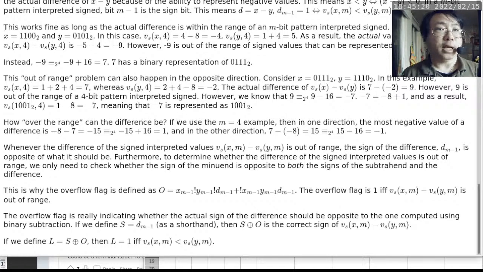So this might take a little bit of time to absorb, okay? Because the relationship between the overflow and the sign and what it's supposed to be, that is the trick. Every time you have an overflow, the sign flag is opposite to what it is supposed to be. So once you know this, you can say, if I just take the exclusive OR between the overflow and the computed sign flag, then I get what the sign flag really is supposed to be. Then you can use that, which I call the L flag over here, to decide whether x is less than y, interpreted signed, or not. I don't have to explain it because it's in the notes right here. It is by definition d of m minus 1.